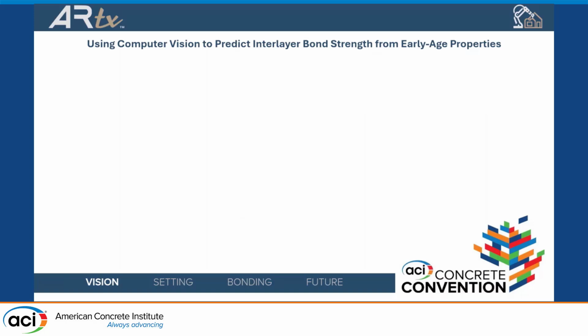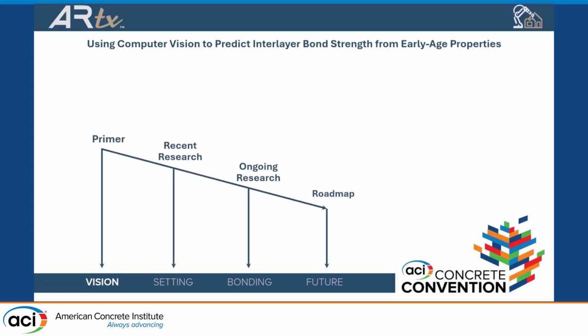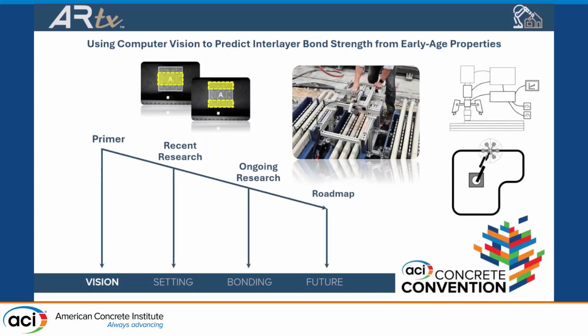All right, so our presentation here has 4 sections. There's a section on vision, a section on setting, a section on bonding, and then a section on some of our future work. In vision, we're going to go through a little primer of human and computer vision, how cameras work a little bit. Then we'll talk about recent research. This is where we correlated image data to setting behavior of a commercial 3D printed mortar.